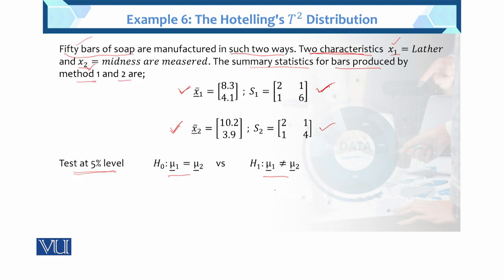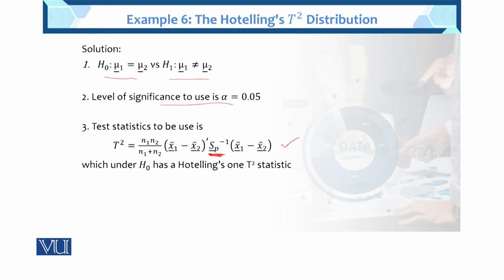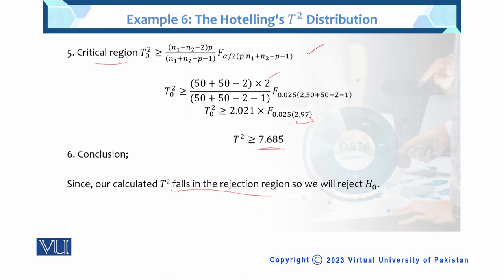So what did we do here? We checked 50 bars and their two characteristics, and the answer we get is that we reject H naught at 5% level of significance. This is another example of the Hotelling T-square for two samples.